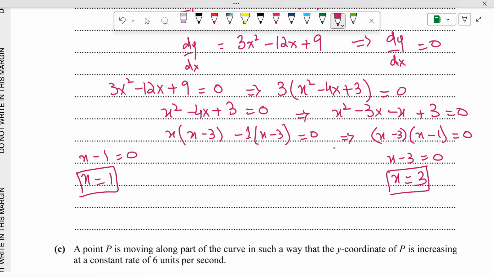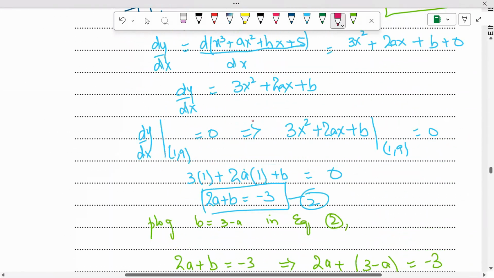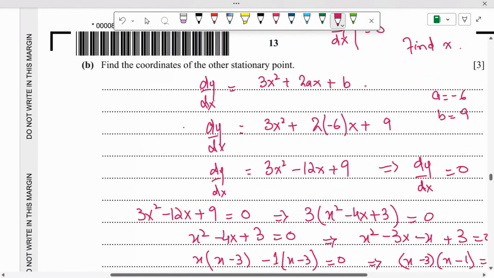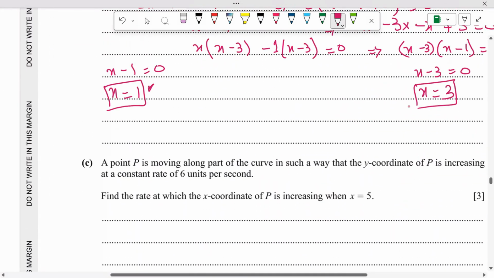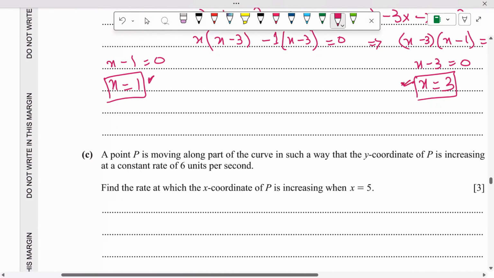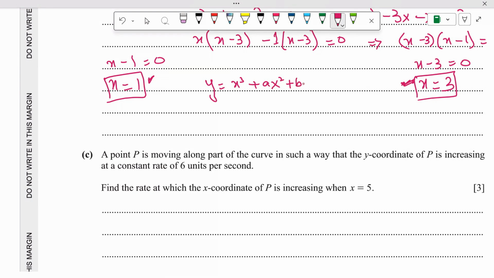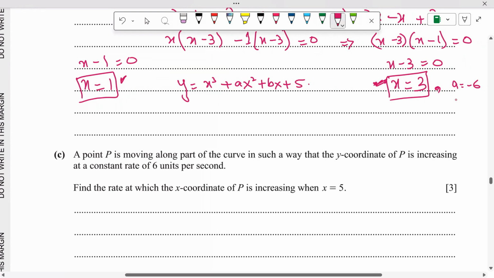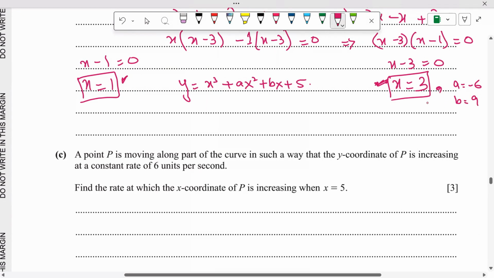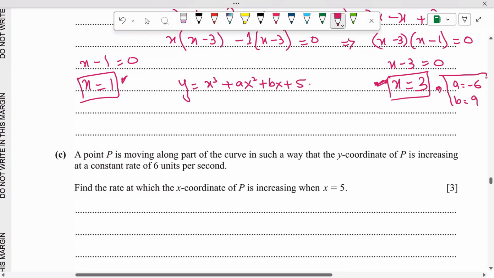We have the x coordinate of two stationary points. The first stationary point is already given in part 1, which is this one, 1 comma 9. We need another stationary point, so we will use the x coordinate of the other stationary point. Now plugging this into the equation of the curve, we can find the y coordinate. So the equation of the curve is y is equal to x cube plus ax square plus bx plus 5. And we know that a is -6 and b is 9. So plugging these values, we will have the y coordinate.